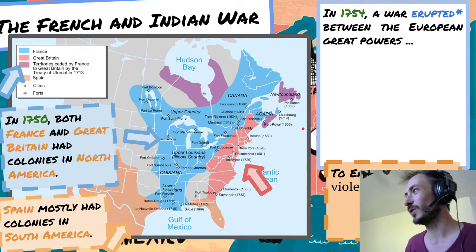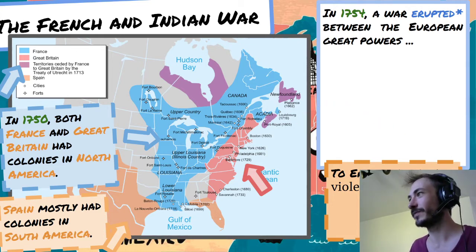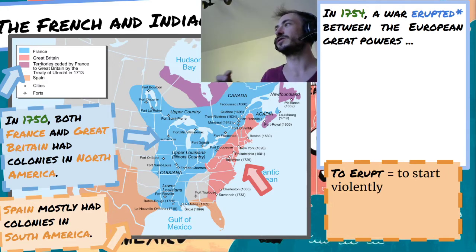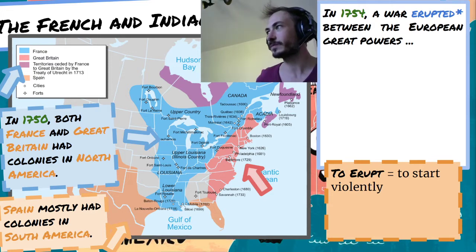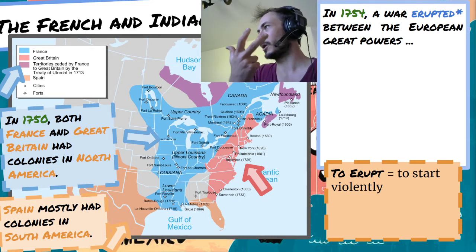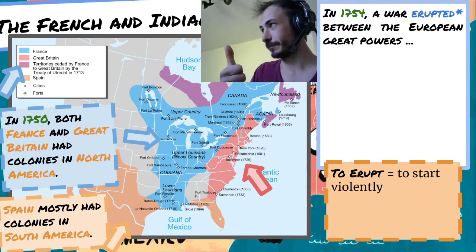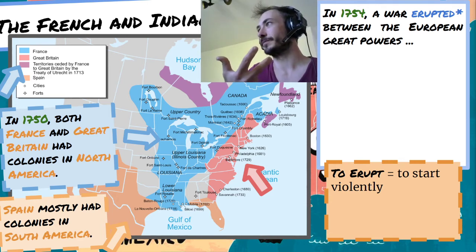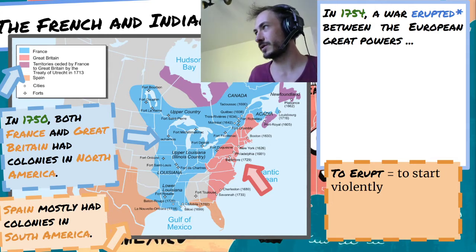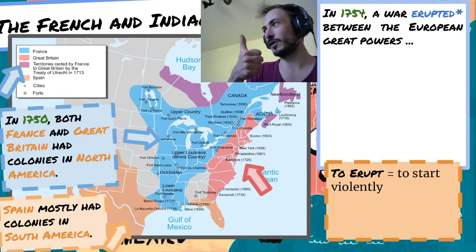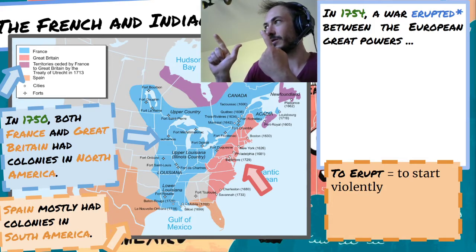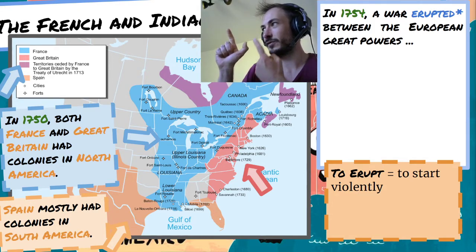In 1754, a war erupted. To erupt means to start violently. It was between the European great powers. There are three European great powers: France, Spain, and Great Britain. The war is like a world war between the three great powers. Mostly it is France and its ally Spain, versus Great Britain. There are two teams, France and Spain versus Great Britain.